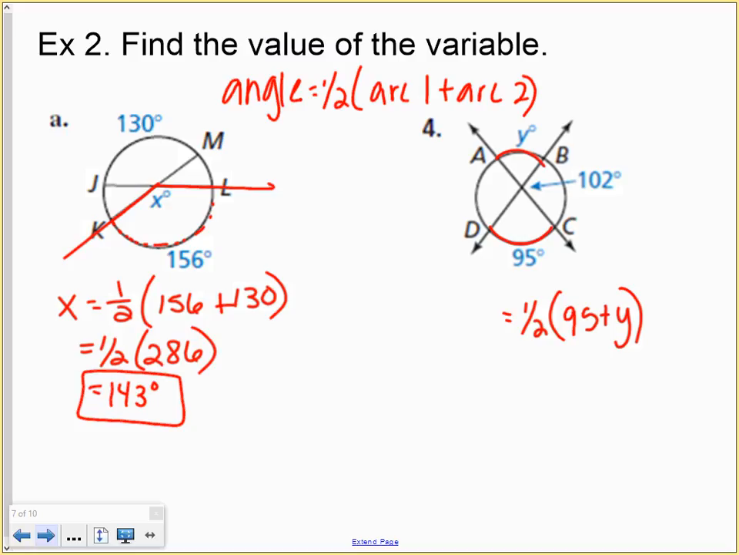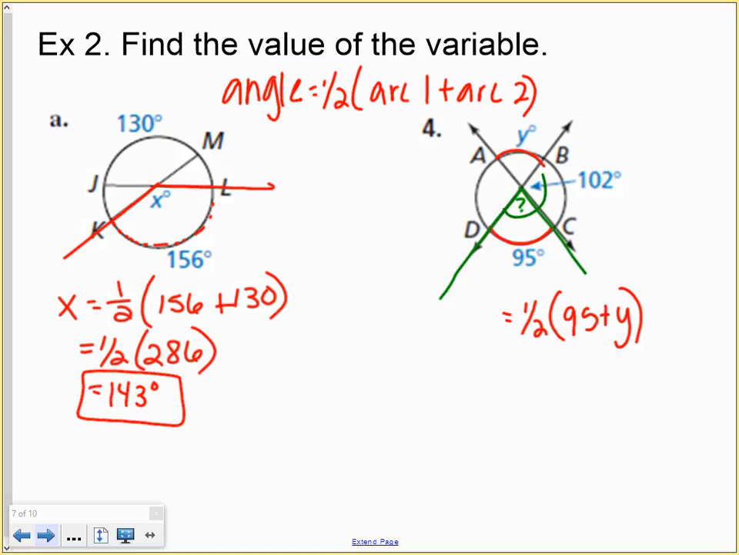Now, the angle, again, that I'm talking about, you have to use the angle that's actually opening up to one of the arcs. And it doesn't matter which angle, because vertical angles are the same size. But you have to use the angle that's actually opening up to one of the arcs. 102 is not opening up to one of those arcs marked. So we can't use 102. We need to use its linear pair, the angle right next to it.